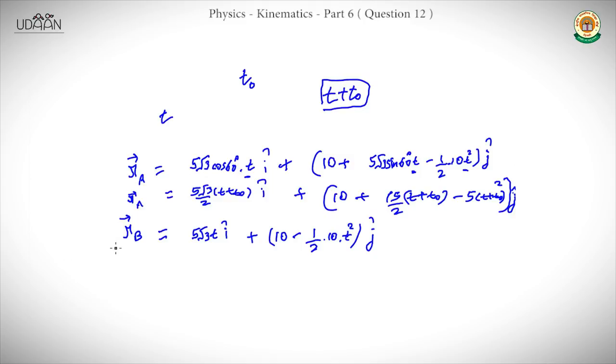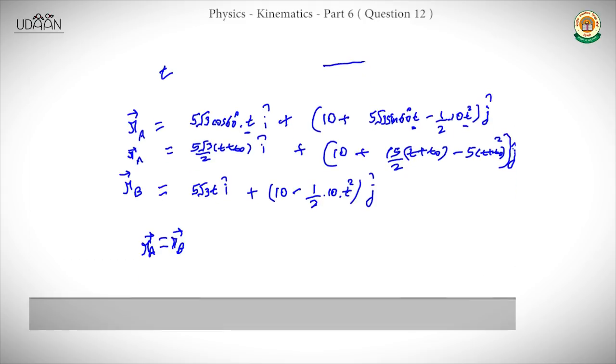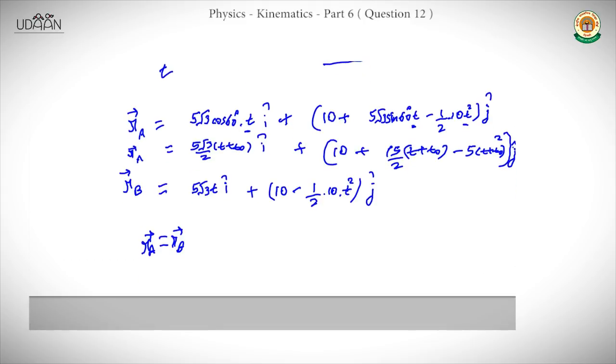Now you must know when two particles collide, what does it mean? It means that the position vector of the two particles must be exactly the same. Yes, so that means that RA is equal to RB, right? Or it simply means that XA is equal to XB and YA is equal to YB. And XA and XB are the x components of the displacement.